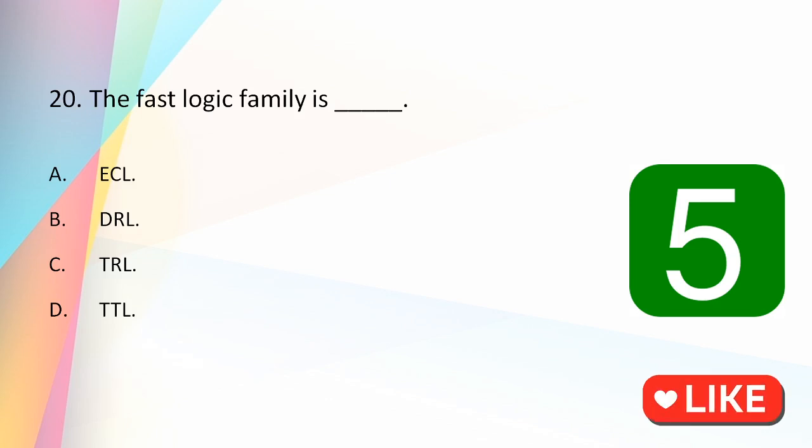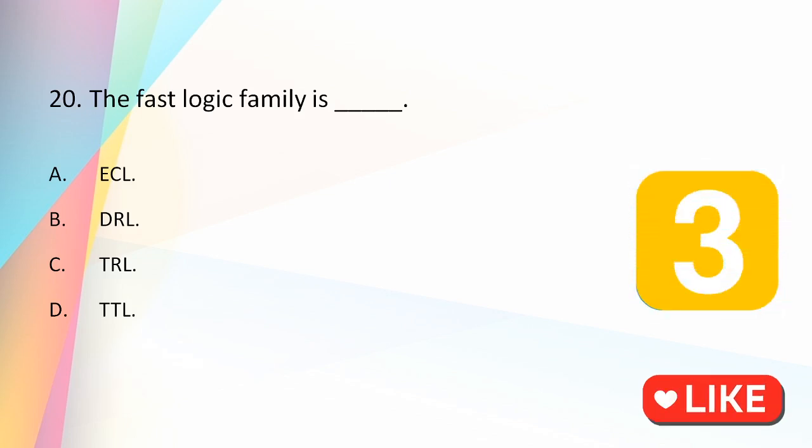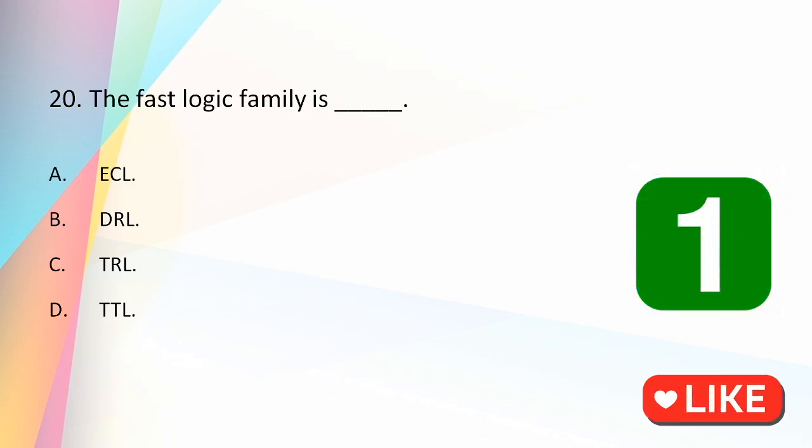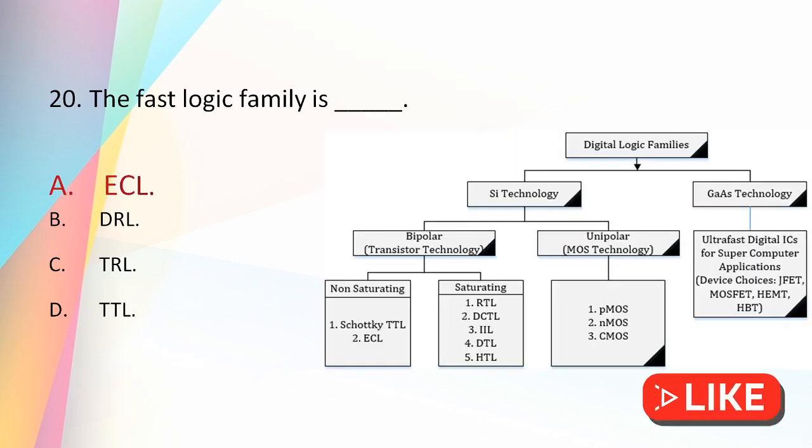The fastest logic family is ECL, DRL, TRL, TTL. And here you go. And the answer is ECL, that is emitter coupled logic, is the fastest logic family because the switching transistors do not go into saturation in either on or off state, and they are sensitive to a threshold level only.